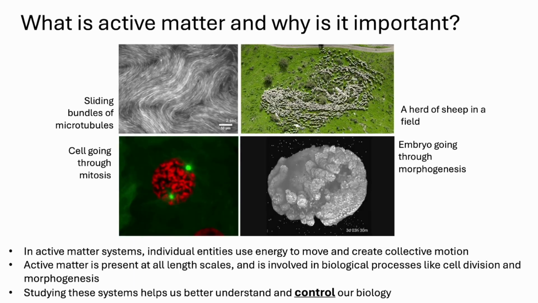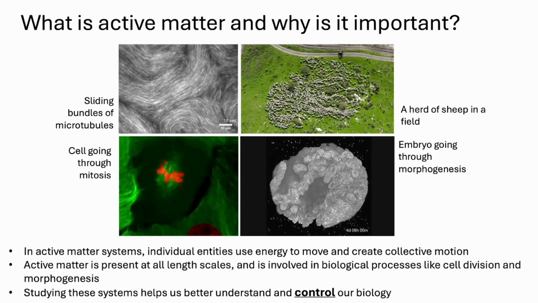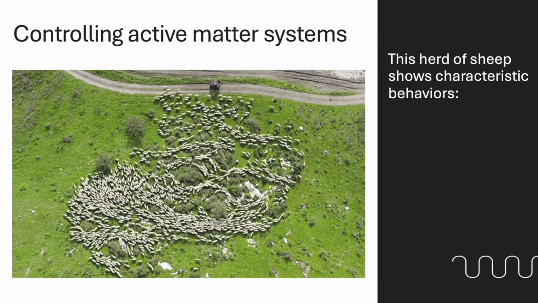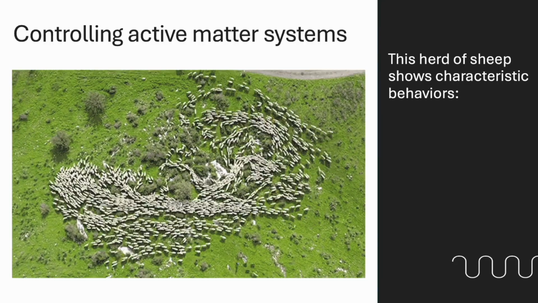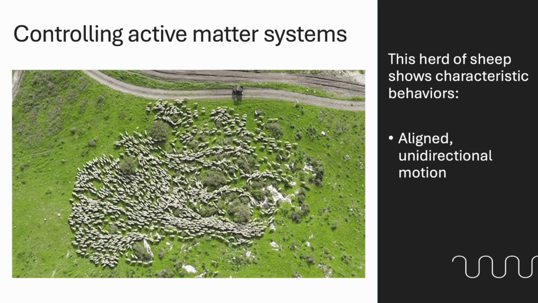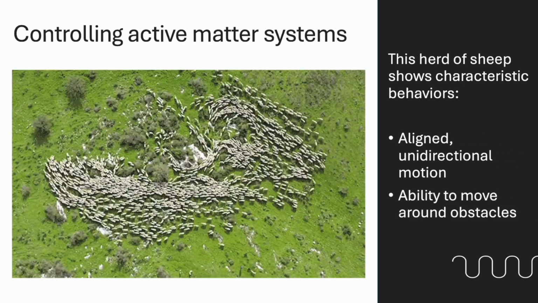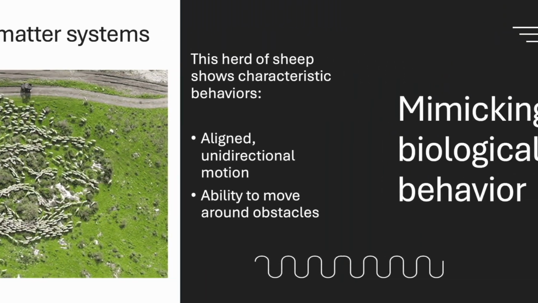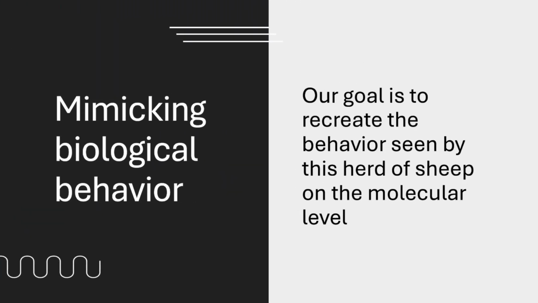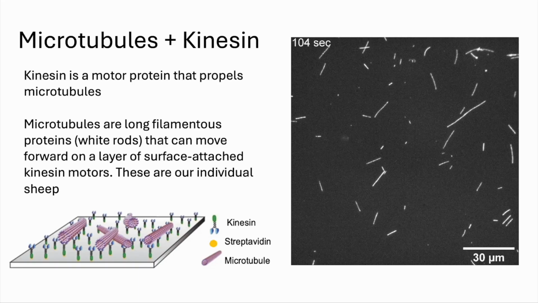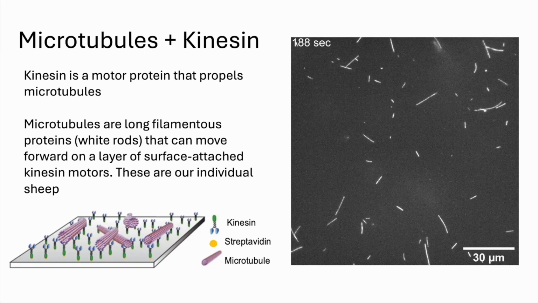How can we control active matter at a microscopic level? We draw inspiration from the collective movement of this herd of sheep. Sheep from the herd have aligned unidirectional motion to create a collective movement, and their path of movement is directed by obstacles or trees in the landscape. Our goal is to mimic the biological behavior of a herd of sheep on the molecular level. To do so, we will use the microtubule kinesin system as our molecular sheep.